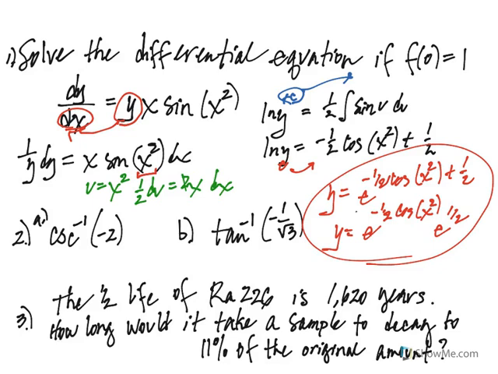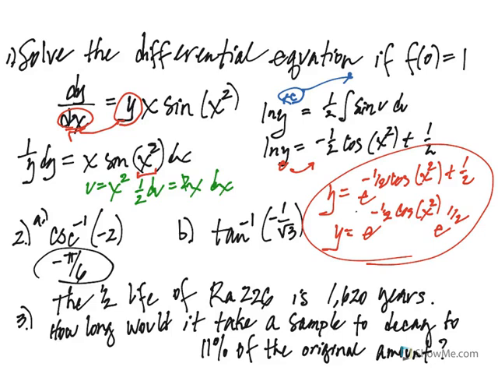All right, 2a, that is the arc cosecant of negative 2, which is the same as the arc sine of negative 1/2. So the range there is negative pi over 2 to pi over 2. That looks like it's going to be pi over 6. And it's got to be negative because it's got to be in Q4. There is the answer for 2a.